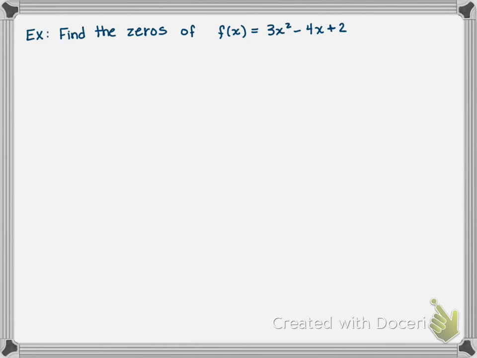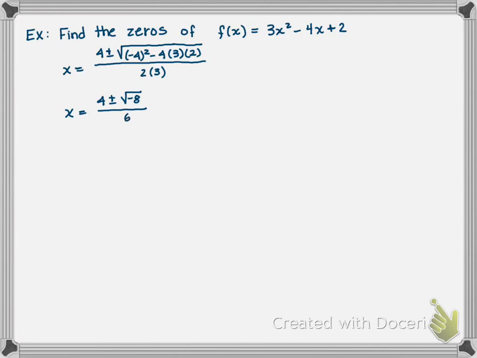So we have x equals 4 plus or minus the square root of -4 squared minus 4 times 3 times 2 over 2 times 3. And we get x equals 4 plus or minus the square root, what was it, -8, over 6. This is not a real number.